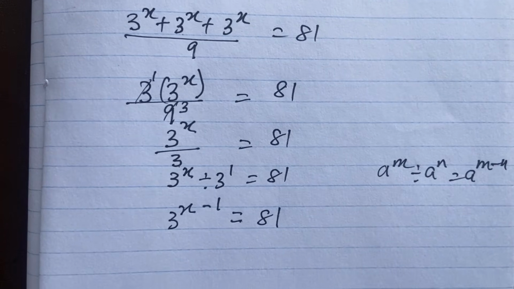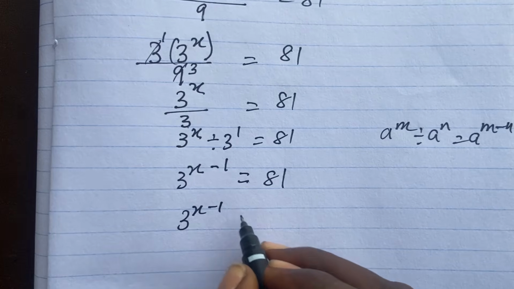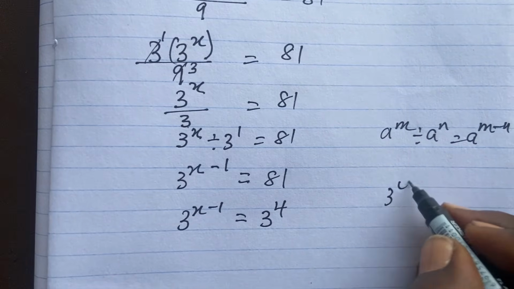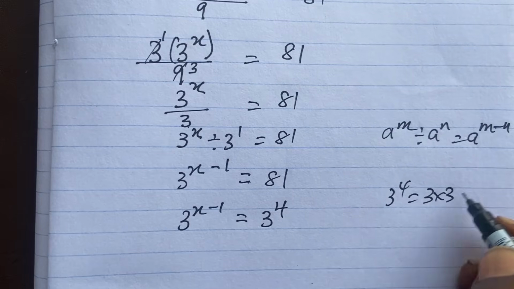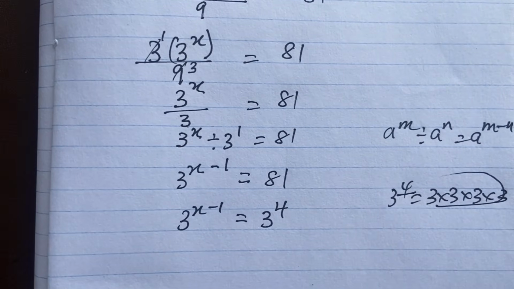81 can be written as a number in index form, so 3 to the power x minus 1 equals 3 to the power 4. Now 3 to the power 4 means 3 times 3 times 3 times 3, which is 3 multiplying itself 4 times.